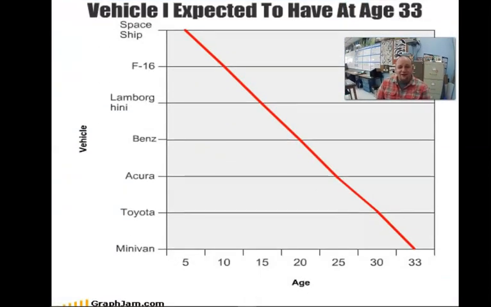Vehicle we expected to have when we're 33. This one is pretty good as a graph. It illustrates that your expectations get more and more realistic and then depressing as you get older. When you're a little kid, you expect to have a spaceship. As you get older, an F-16, Lamborghini, and by the time you actually buy a car, it's a minivan.